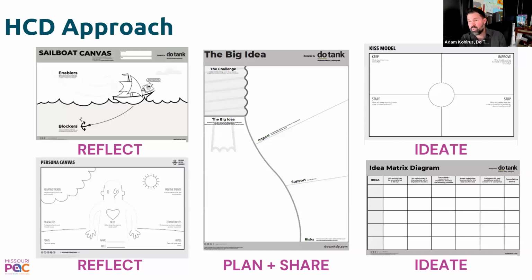And there were a handful of tools that we used during those community forums. We did 3 main things with this tool set. On the left, we spent the morning in a state of reflection for the state and for the different regions. What are their enablers? What are their blockers? What was their current state mindset? Then as the morning progressed and we got into the afternoon, we started to ideate a little bit.